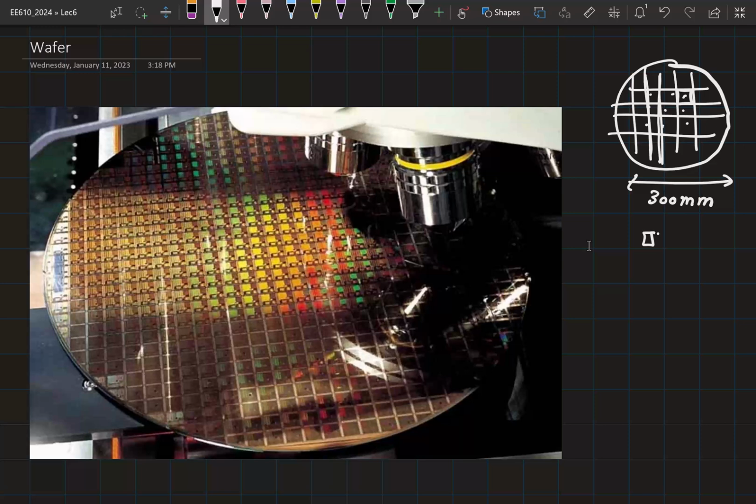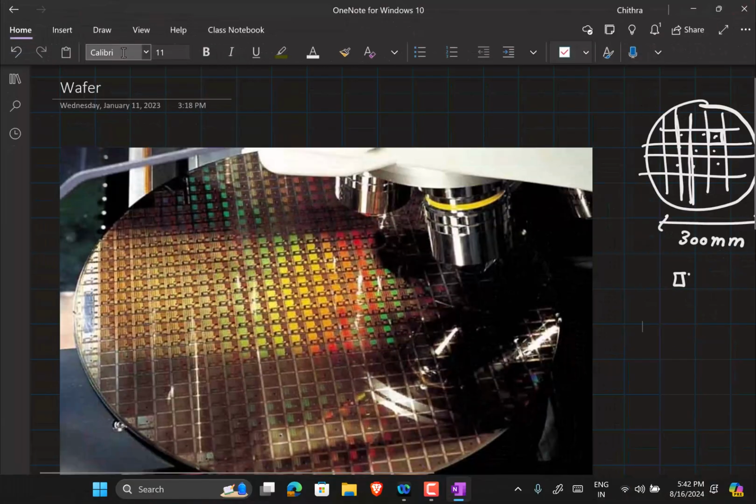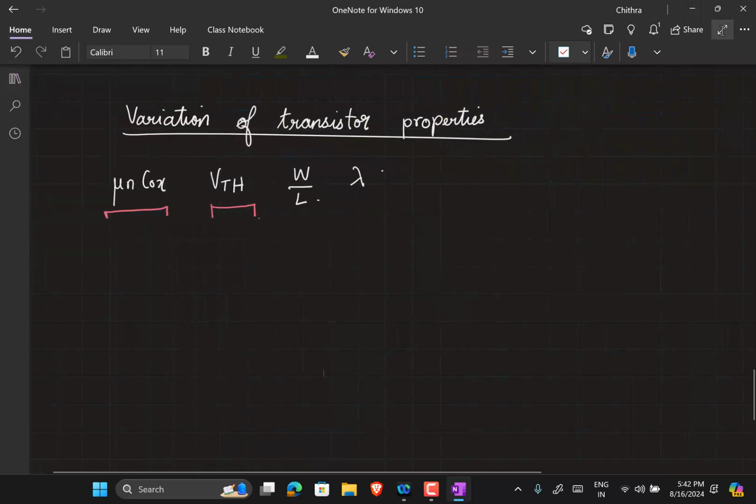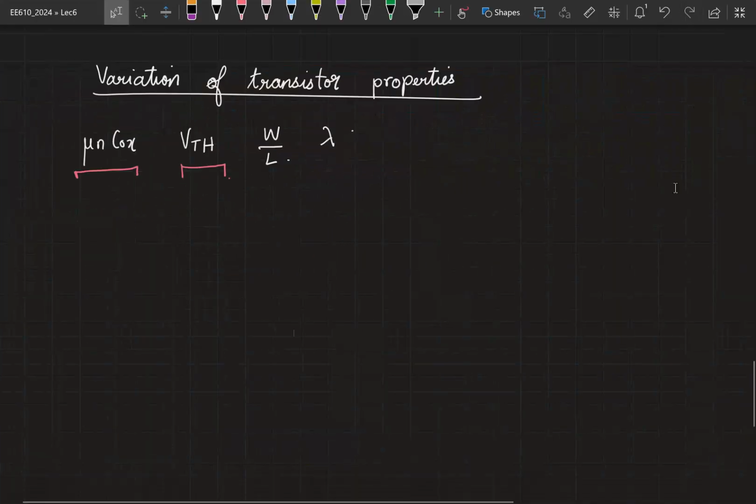Okay? So this is how you get a single die with a common source amplifier in it, and then you will package it and then sell it to customers. So if you design 100 common source amplifiers, ideally you would expect to see the same gain in all 100 ICs. Right? But it turns out these transistor properties will vary during the manufacturing process. So if you take two dies and then compare the VTH of the transistors in the two dies, they are not going to be same.